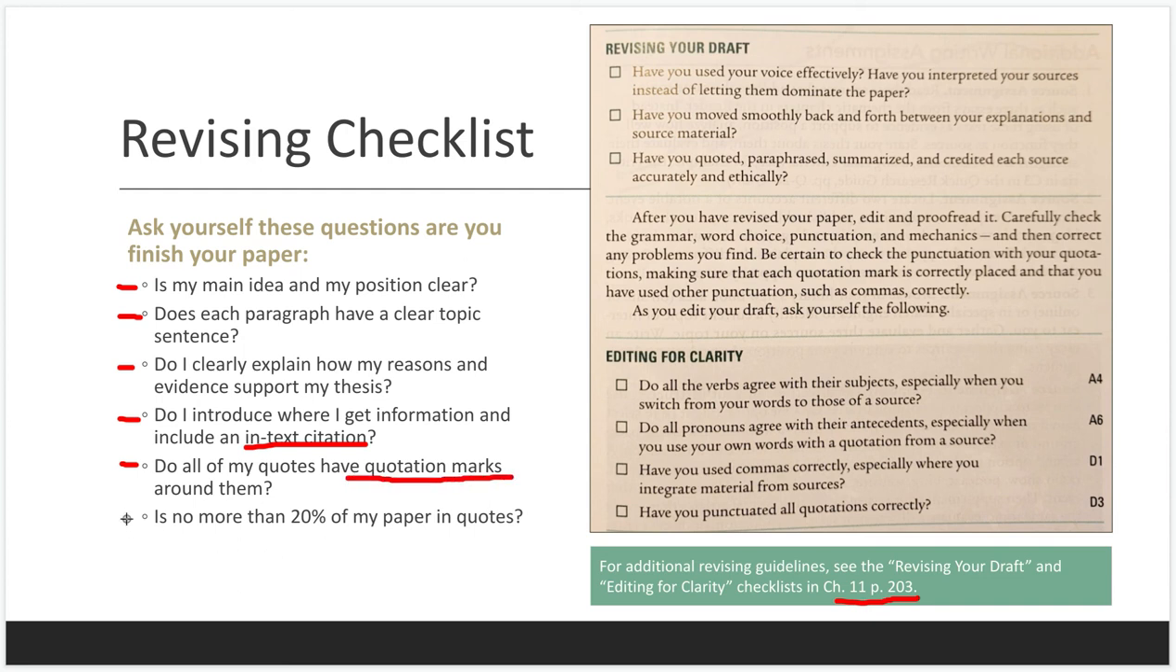And then I would say this, is no more than 20% of your paper quotes? And even 20% might be a little high. You really want to aim for kind of summarizing and paraphrasing when you can, and only quoting when the absolute exact wording is real important from your source.